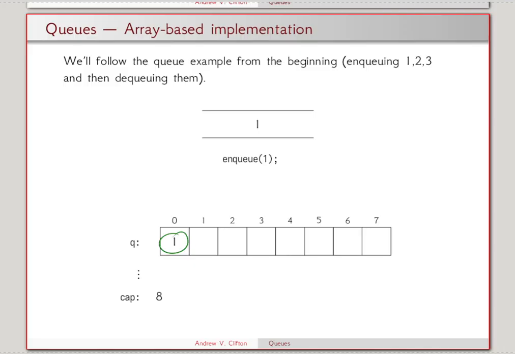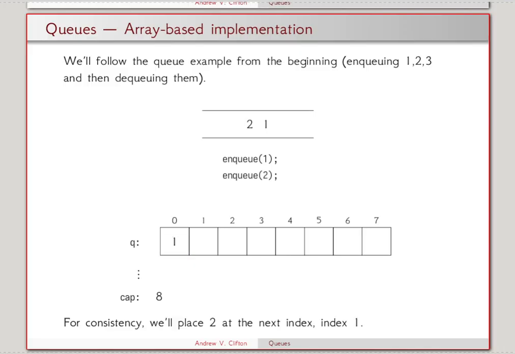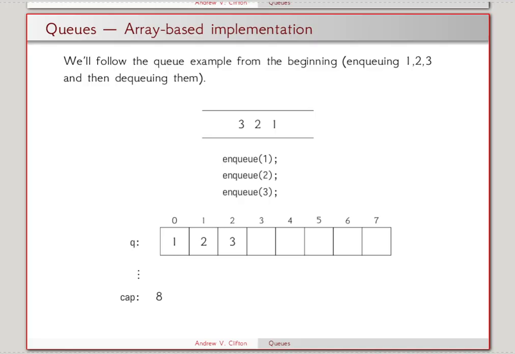So then next we're going to enqueue 2, right? Same deal, where should we put the 2? We can put it anywhere, but for consistency, let's just say we're going to put it at array index 1. So then the 2 goes there. And then we enqueue 3, right? So for consistency, we're going to put 3 there. So over here, this is the front of the queue, right? And then over here, this is the back of the queue.